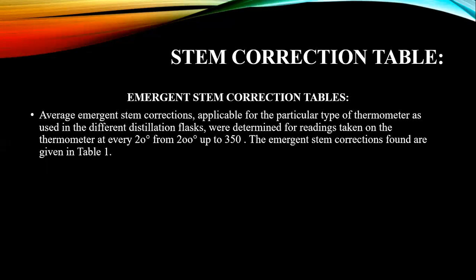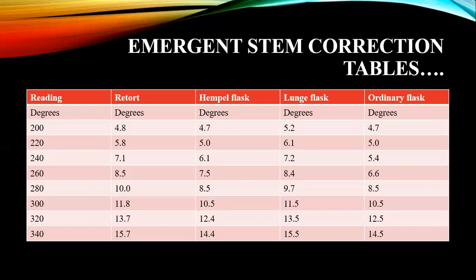Stem correction table. Emergent stem correction table. Average emergent stem corrections applicable for the particular type of thermometer used in different distillation flasks were determined for readings taken on the thermometer at every 20 degrees from 200 degrees up to 350. The emergent stem corrections found are given in the table. This is the table. There are four different types of flasks. There is a reading and, in reading, without flasks, sample flasks, some flasks, or flasks.